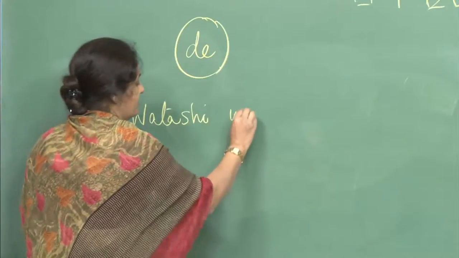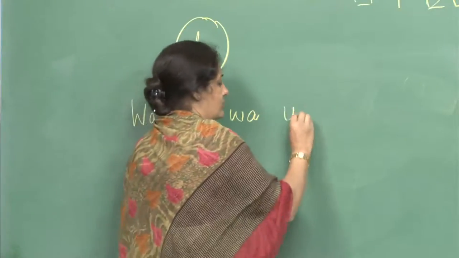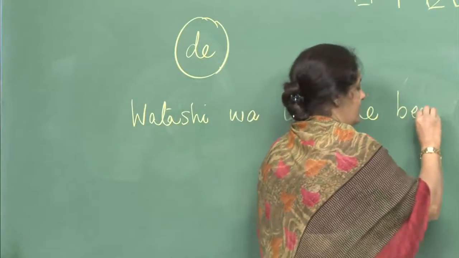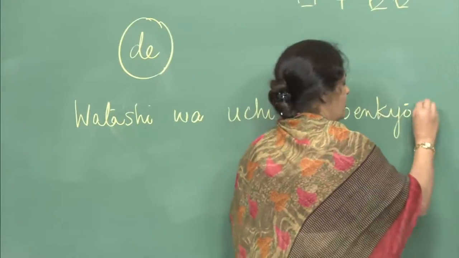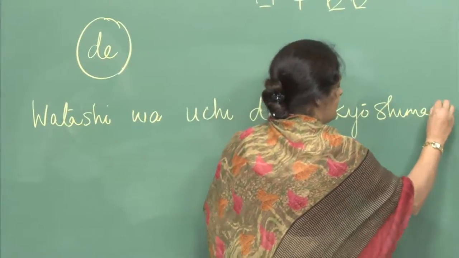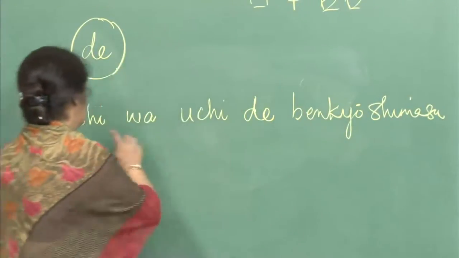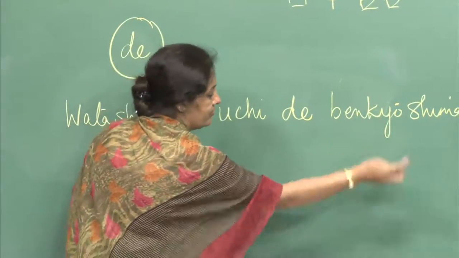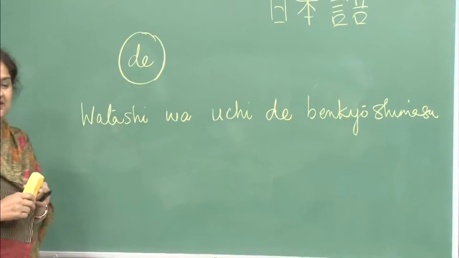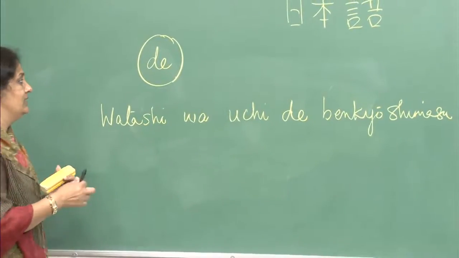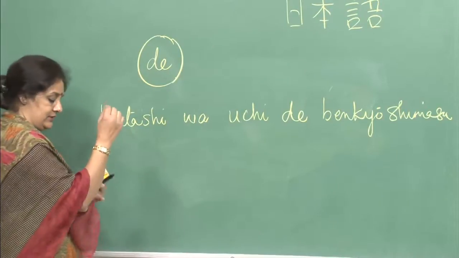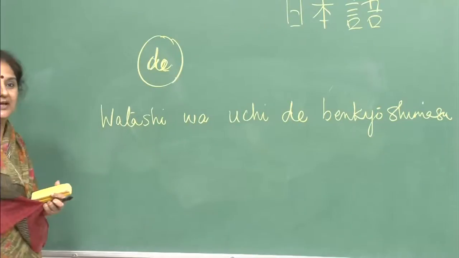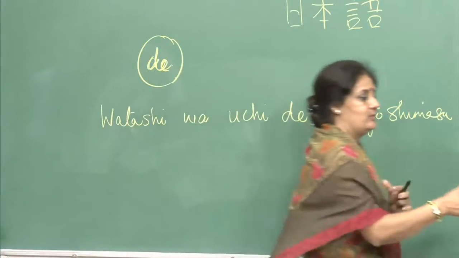Watashi wa uchi de benkyo shimasu. So, noun 1 wa, place de, perform an activity. That is how you would be doing using de, particle de over here. Is that all right, all of you? So, please, we will practice right away.